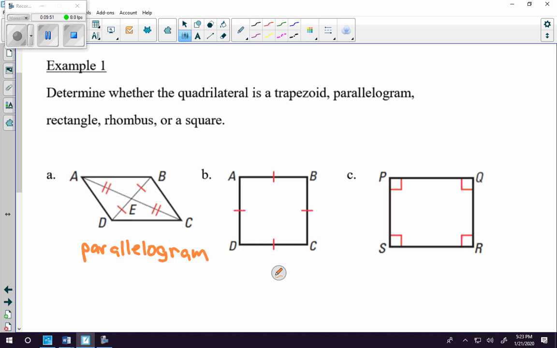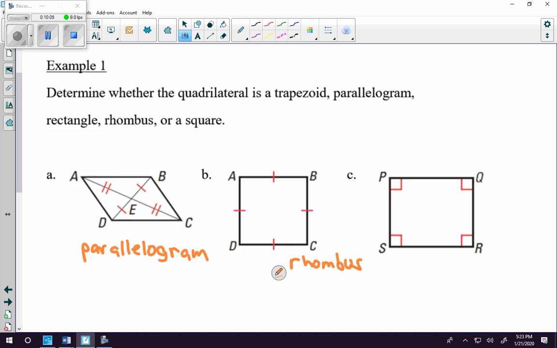So we can't be as specific as possible and go with square because we don't have enough information to use the cooler name. So we have to suffice and say that it is a rhombus here of the two. It is the more general of the two between rhombus and square. Let's look at letter C.